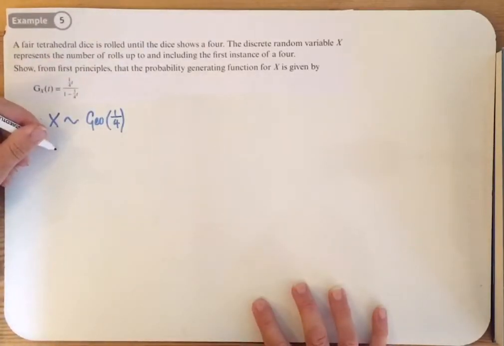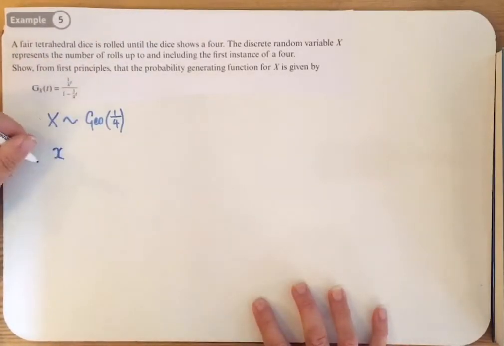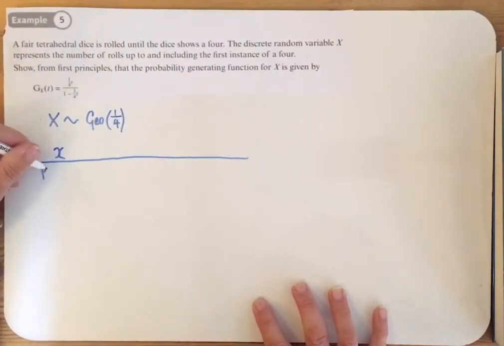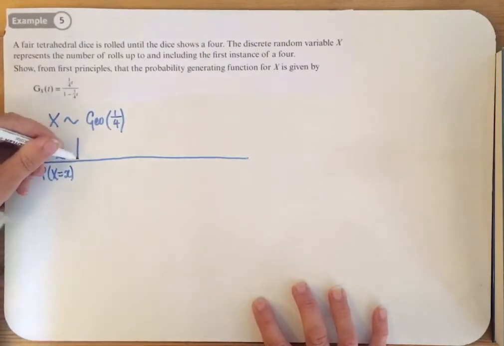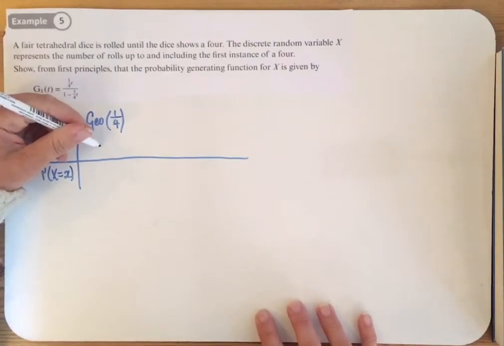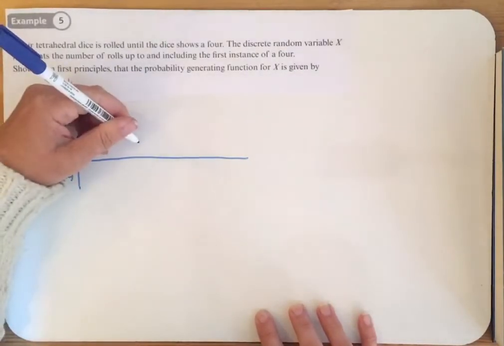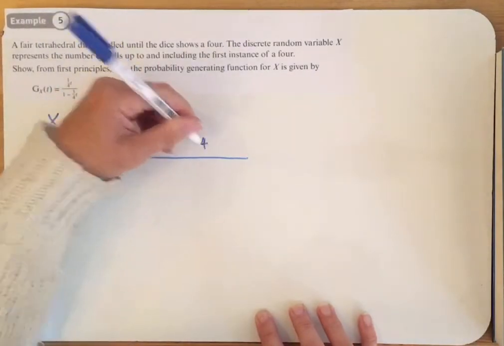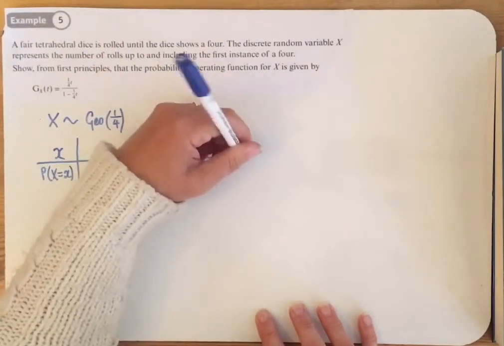So x is geometric with p equal to a quarter. I'm going to write this out as a probability distribution to start with, like we did with the other ones. I think it just makes it nice and clear. And so in the geometric, x starts at 1. So you need to have a trial to have a success on that trial. And it's actually an infinite distribution.